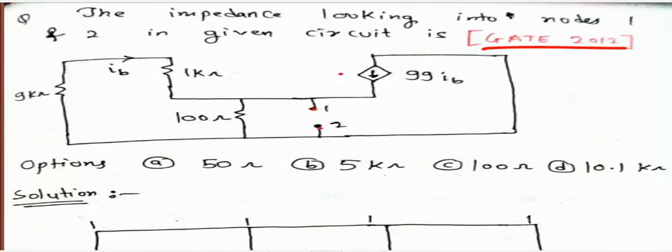Now one observation about the circuit is that it does not contain any independent source. So in such a case, your VTH is always 0 and your Norton current is always 0.